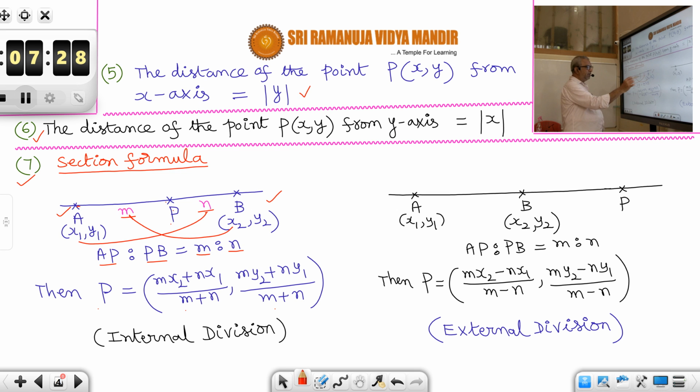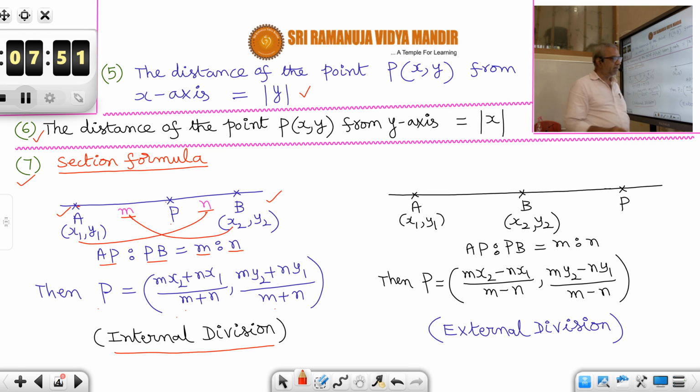So if P is in between A and B, then it is called internal division. We say that P is dividing AB internally. If P is in between the points A and B, then we say that P divides AB internally, and when P is dividing internally, you can apply this formula.